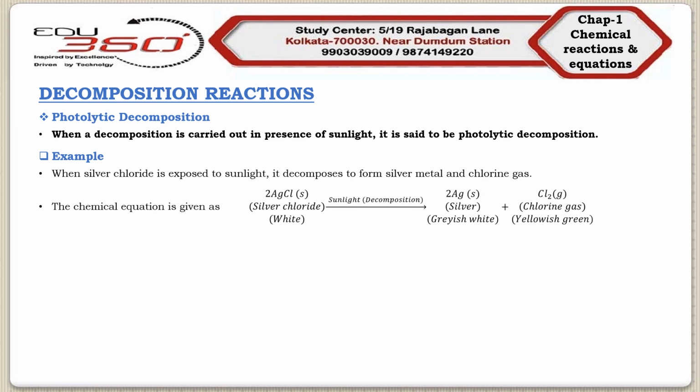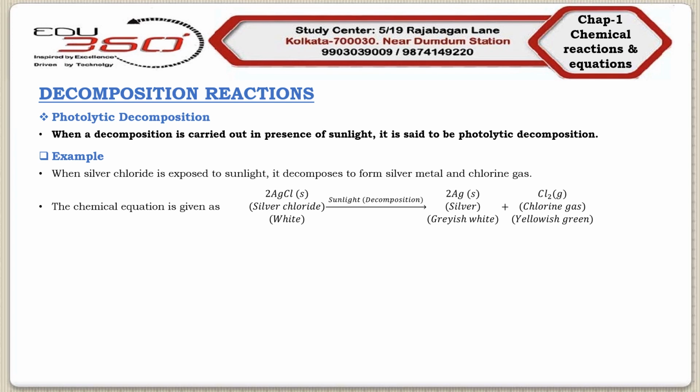So AgCl is the silver chloride, which is a white colored solid substance. Now it is exposed to sunlight, so we need to mention the condition. So this is a decomposition reaction by the application of light, so we have mentioned it over that arrow sign. The products are silver, which is represented by Ag. It is a greyish white colored solid, and the other substance is chlorine gas, which is yellowish green in color. So the equation is 2AgCl arrow 2Ag plus Cl2.